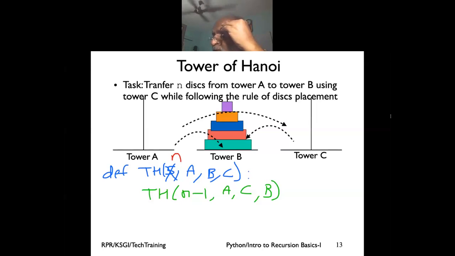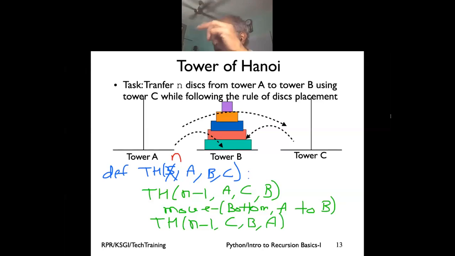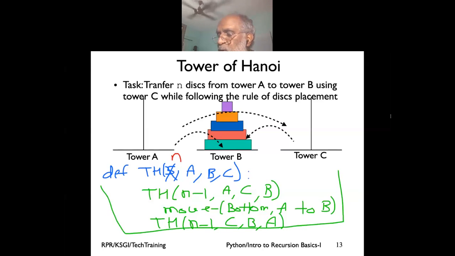Once N minus 1 disk has been moved, I'm left with another disk at the bottom. Then I would say move bottom disk from A to B. And now I'll say TH again, N minus 1 disk. They were on basically tower C. Let's say move from tower C to tower B using A as the empty tower. And that's how my program will look. I'm done.